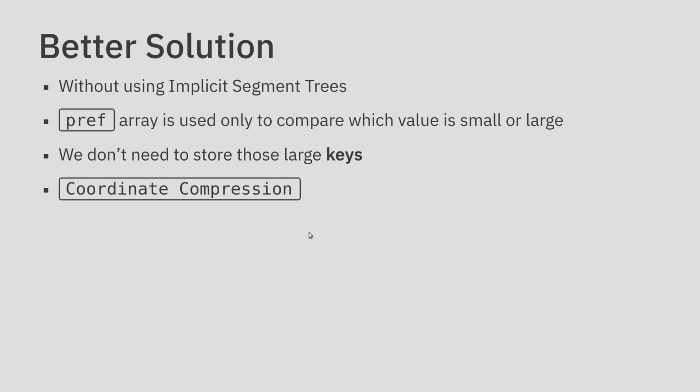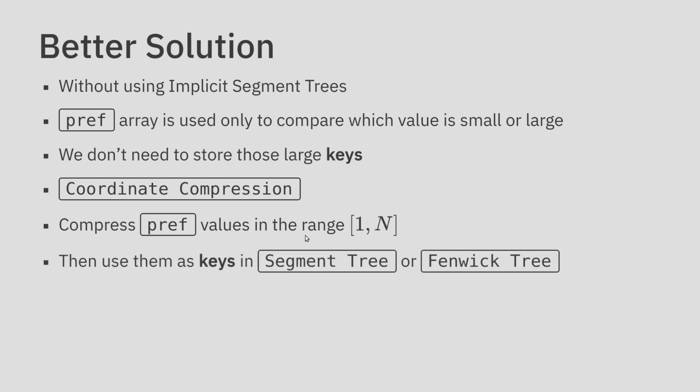So this is the basic idea behind coordinate compression. Basically we compress the prefix values into the range 1 to n. If there are n unique values, they can be compressed into the range from 1 to n or 0 to n minus 1, depending on the convenience that we use. And if the values for those keys are between 1 and n, we can simply use segment trees or Fenwick trees. So let's go through the better solution.